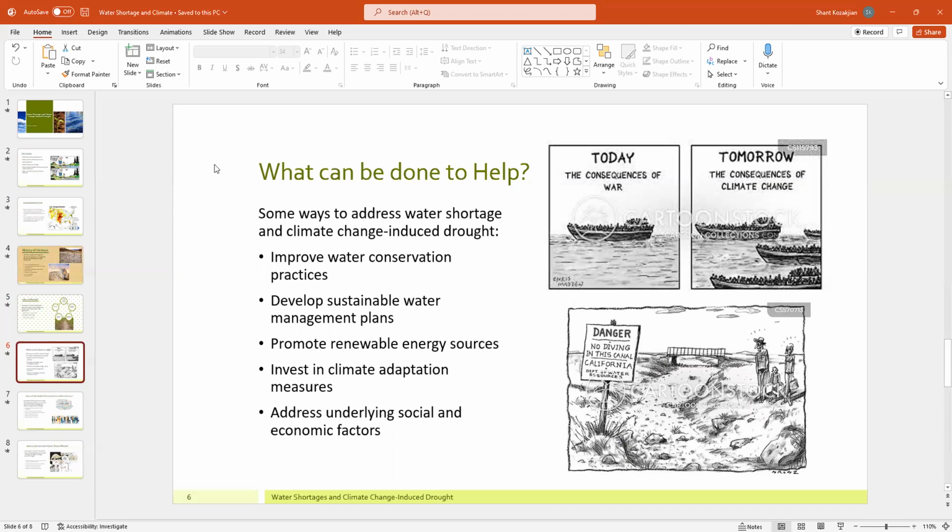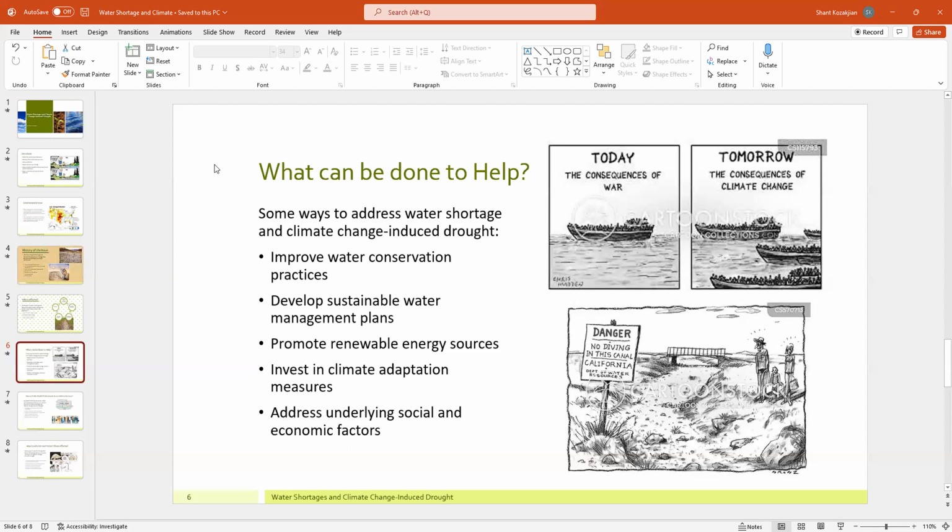It's important to develop sustainable water management plans that take into account the impact of climate change. This includes things like rainwater harvesting, recycling wash water, and using water more efficiently in industry. Promote renewable energy sources: reducing dependence on fossil fuels can help address water scarcity, as energy production is a major consumer of water. Invest in climate adaptation measures, which is things like adapting to the impacts of climate change. That can be like building more resilient infrastructure, developing drought-resistant crops, and improving water storage and distribution systems.